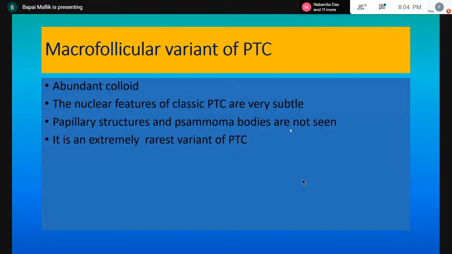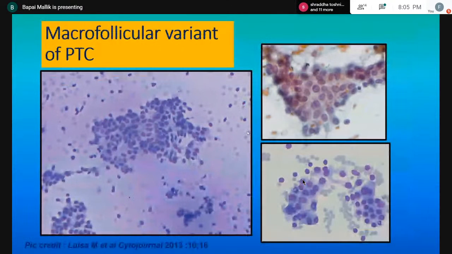And when you go on the higher magnification, you are going to find some features of papillary thyroid carcinoma, but they can actually be very, very subtle, making things very difficult. Papillary structures and psammoma bodies are not seen. Fortunately, this is one of the rarest variants of papillary thyroid carcinomas. One of the earliest cases of the macrofollicular variant was actually reported from here in Kuwait by Dr. Ayesha Jasser and I think Dr. Waiki. I couldn't get my hand onto that particular article, so I had to get these pictures from a different article by Louisa M., which is published in Cyto Journal.